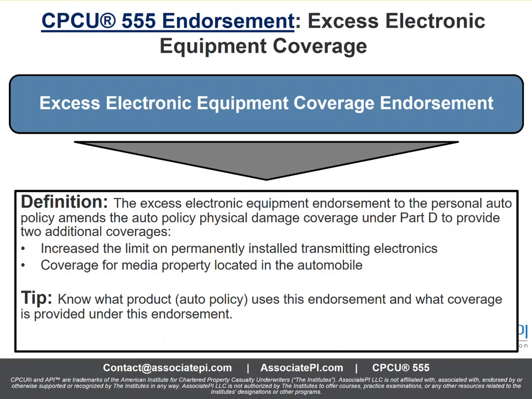The next important endorsement is the excess electronic equipment coverage endorsement. This one's tough because there's a lot that goes into it. There are some minor details, so once again, know what this covers, what type of excess electronic equipment is covered, and what the purpose of this endorsement is, which is to increase the limit. You definitely have to memorize this one. Know that it's attached to the auto insurance product and when you would apply this endorsement.